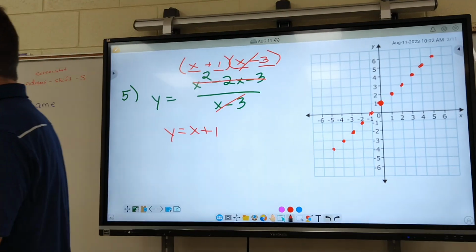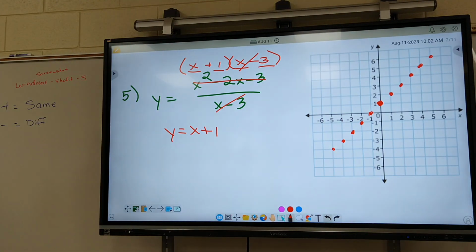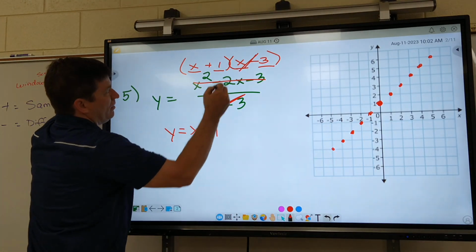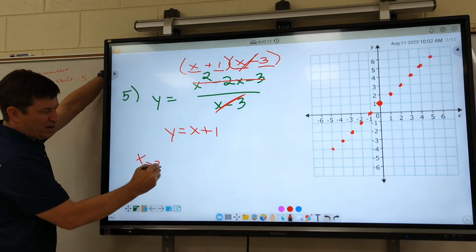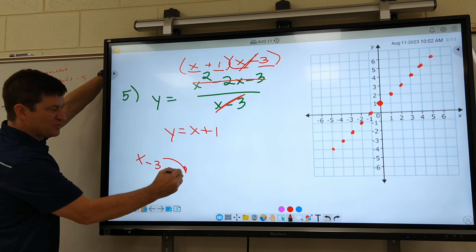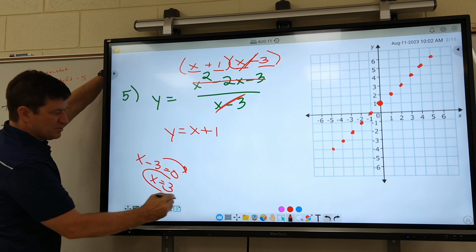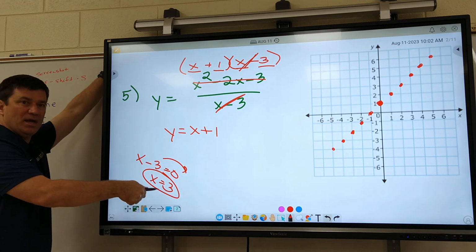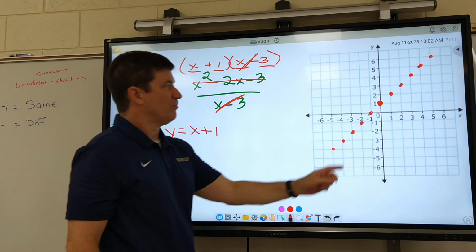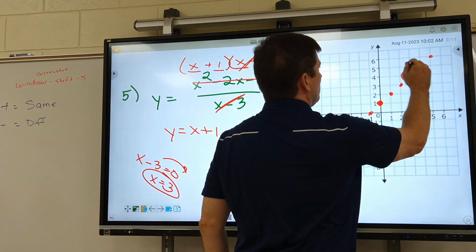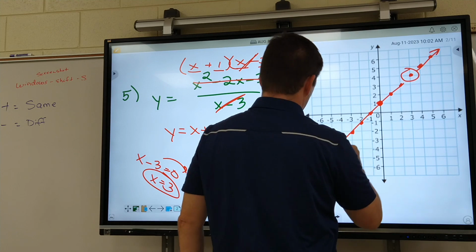All right, and our last step is we got to find where the hole is. And how do we find the hole again? The hole is made from the one that you marked out. So look, we marked out x minus 3. If I move minus 3 over, that's a positive 3. So your hole is going to be at positive 3. Go over 1, 2, 3 and follow it up. There's your hole.